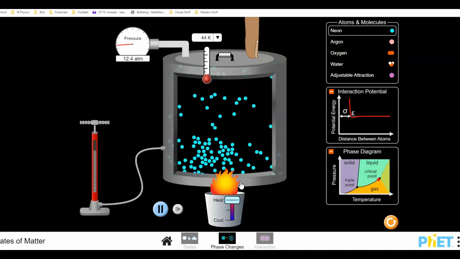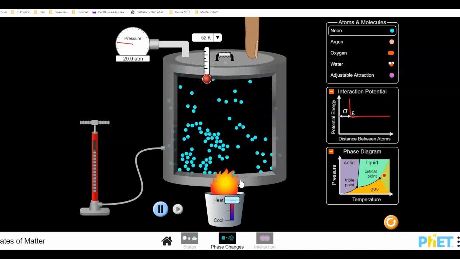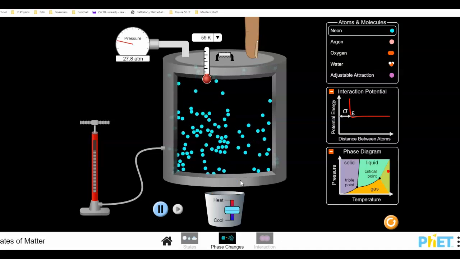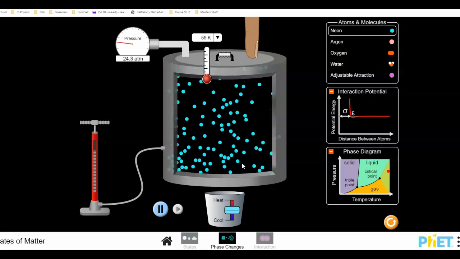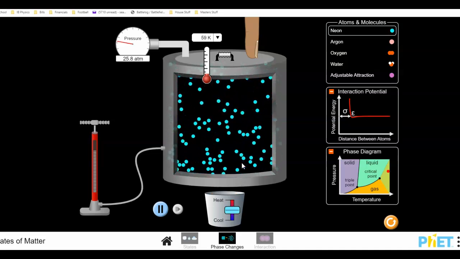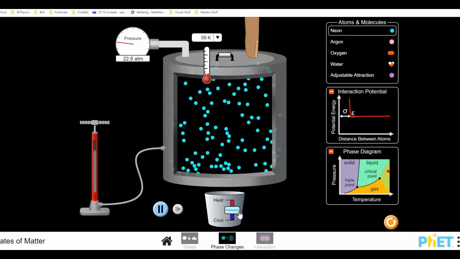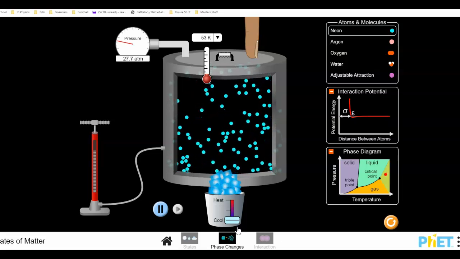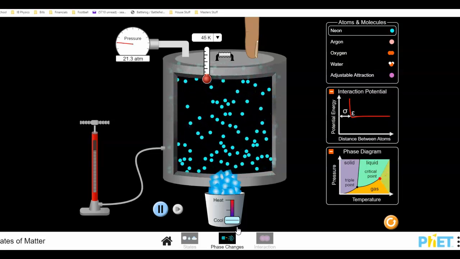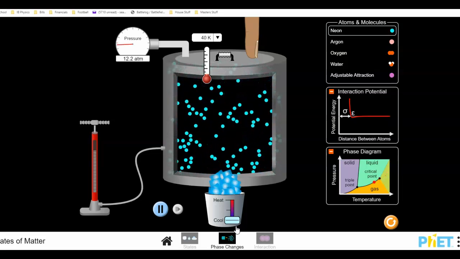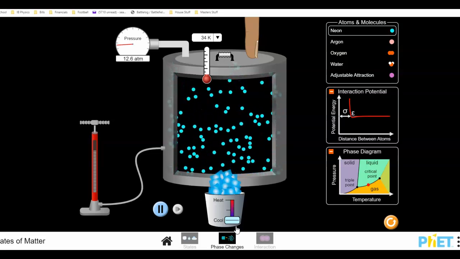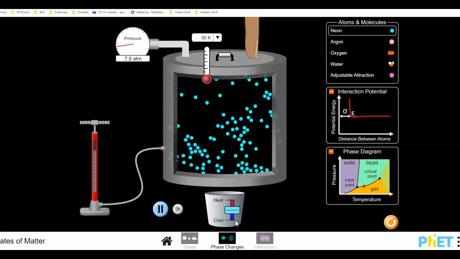So as I increase the temperature, remember temperature measures kinetic energy. More temperature means faster atoms. All right, faster atoms means they're going to hit the walls more often. Okay, but there's other ways where I can also make them hit the walls more often. Watch this. Okay, so aside from increasing the temperature, which is obviously going to increase the pressure.